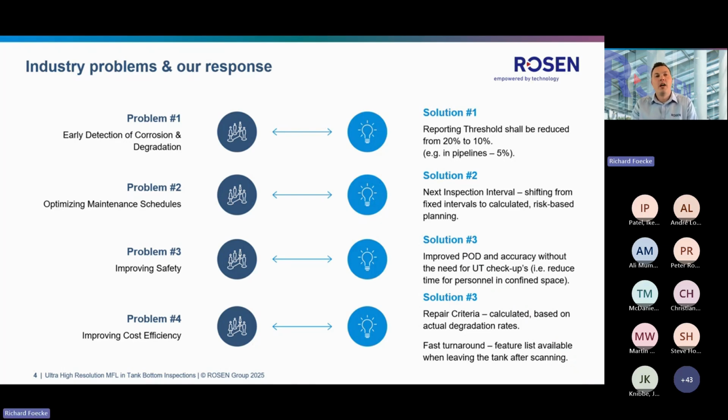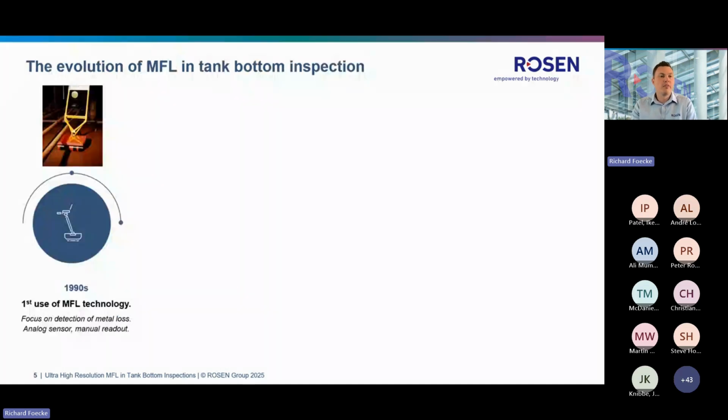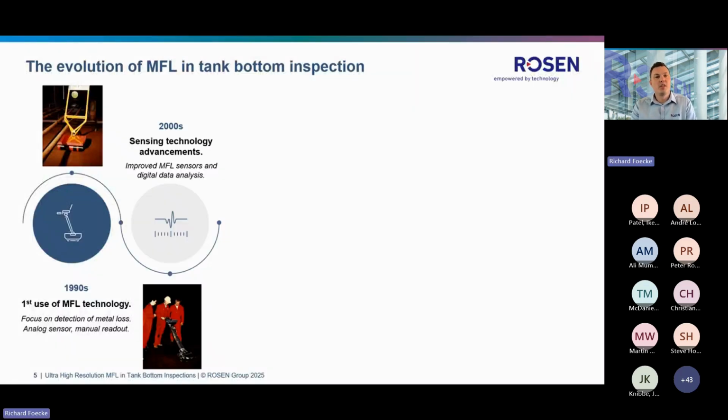So let's have a look how the technology evolved over time in the tank bottom inspection business. Actually, in the 1990s, the first time MFL was used in tank inspections. However, there the focus was on detection of metal loss, and we only used analog sensors, and readout was mainly done manually still. In the 2000s, the sensing technology advanced. So we used improved MFL sensors and digitized data analysis.